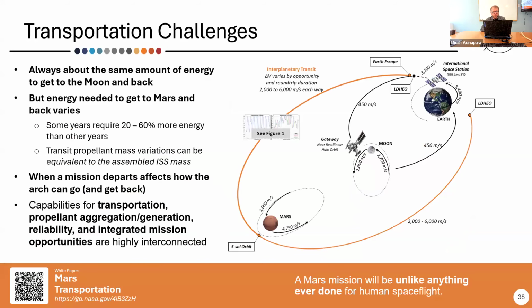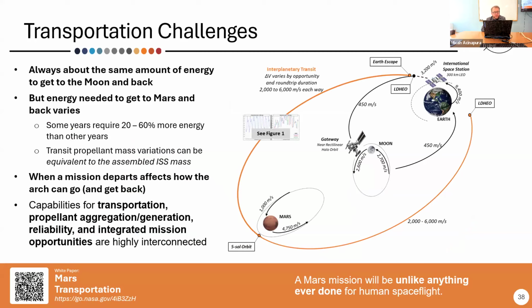Talking about some transportation challenges, going to Mars is going to be unlike anything that anyone has ever done. But it's the same amount of energy to get to the moon and back always, because the distance is the same, but it varies when we're going to Mars and back. A lot of that is a function of Mars getting progressively closer and further away because it has its own orbit around the sun.